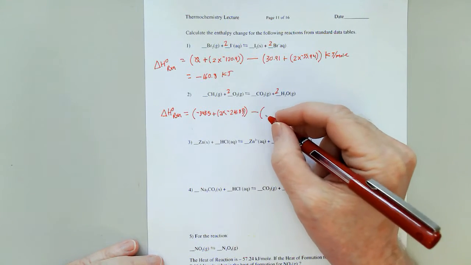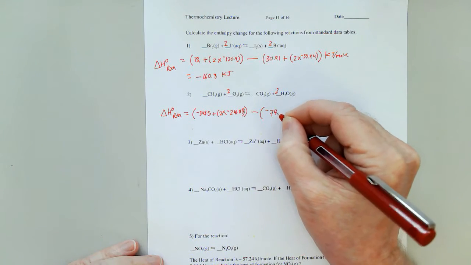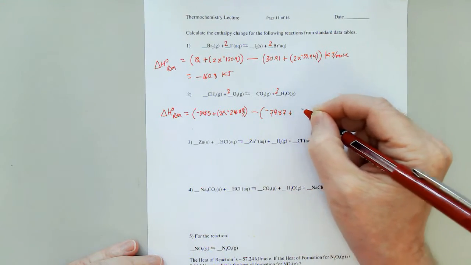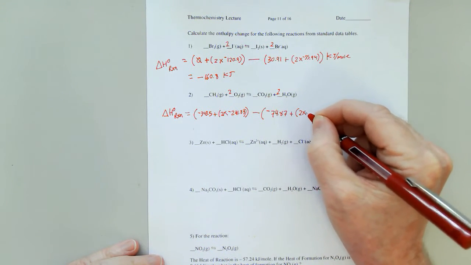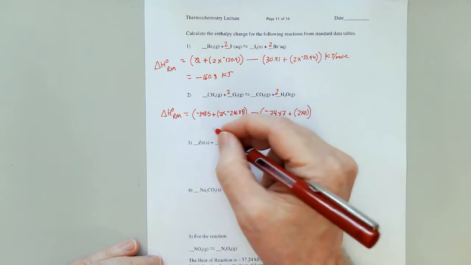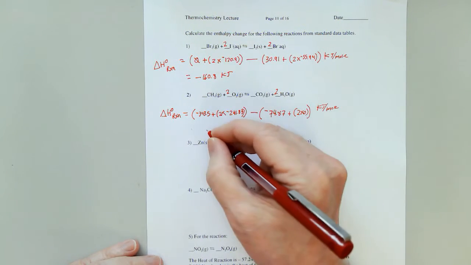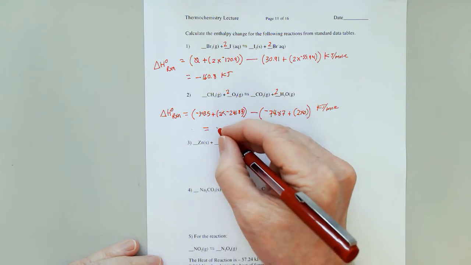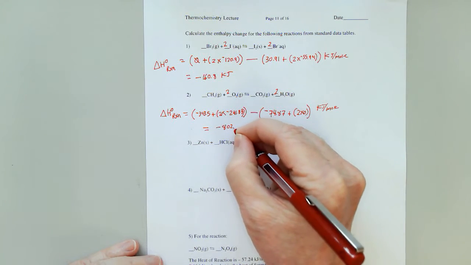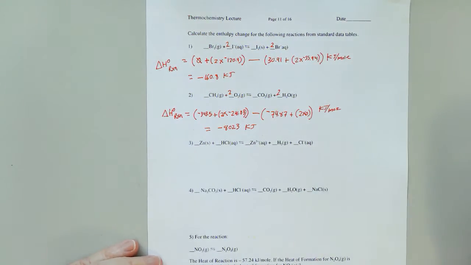The value for CH4 is negative 74.87 plus, and 2 times 0 because oxygen gas is its natural state, all in kilojoules per mole. And on my calculator, I got negative 802.3 kilojoules.